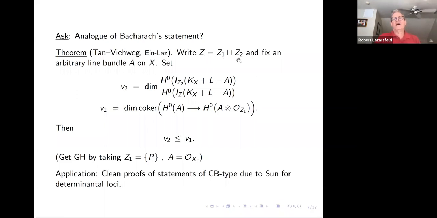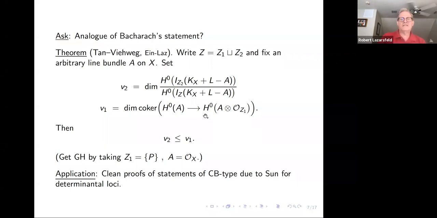So again, the analog is this. We're going to again write Z as a disjoint union of 2 subsets, Z1 and Z2. And we fix an arbitrary line bundle A. And so we're going to introduce 2 numbers. V1 measures the failure of Z1 to impose independent conditions on sections of A. And V2 is the number of sections of K plus L minus A that vanish on Z2, but not on Z1. And what the classical Cayley-Bacharach statement said was that those 2 numbers are the same. But here, you don't get that, but you get an inequality.